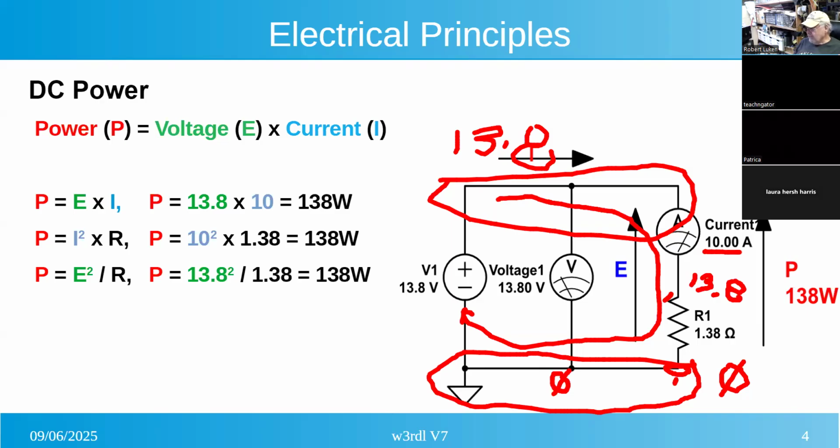Just think of a 100-watt light bulb. You wouldn't put your finger on it, right? That would hurt. So over here is just showing the different variations of that formula for power, and they all come out to the same answer, 138 watts.